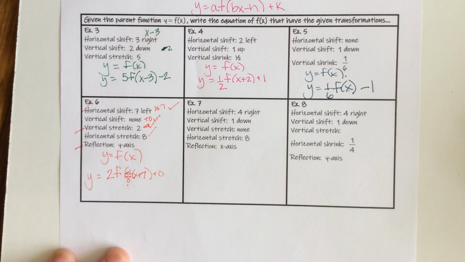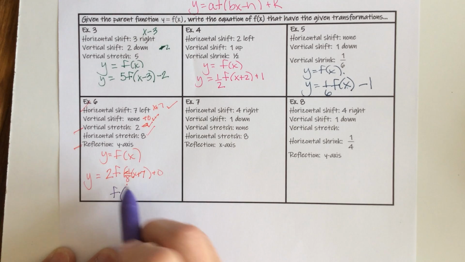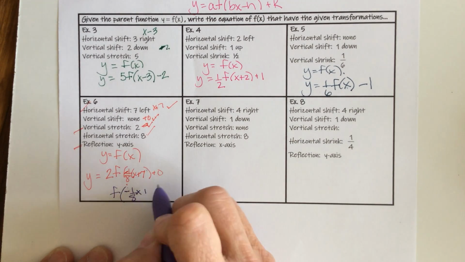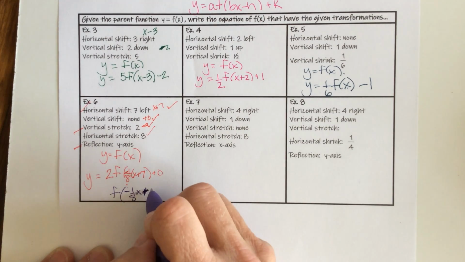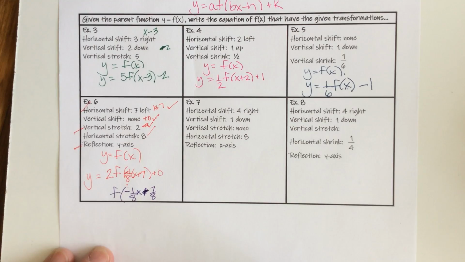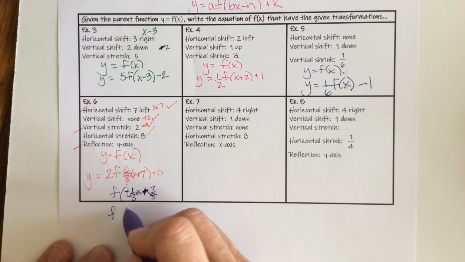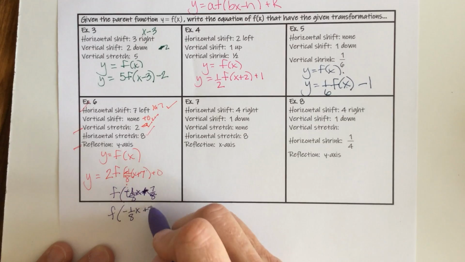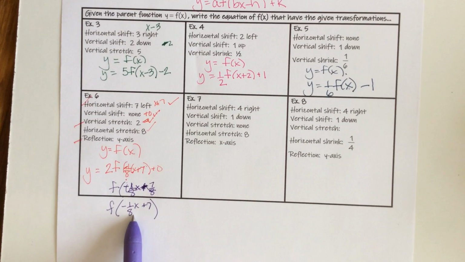I want to talk real quick before we go to the next one: be careful about writing this expression as negative 1/8 x plus 7/8. No, that's not what I was trying to do. Be careful about this. Writing this as simply f of negative 1/8 x plus 7. We have to be really careful here because this is not correct.